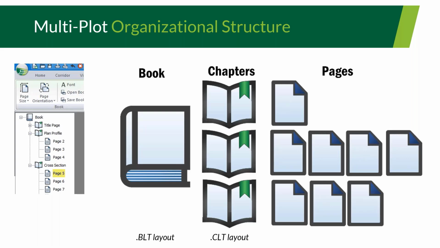And then the chapters each contain pages, and the number of pages is controlled by the pagination settings. We'll take a fair bit of time today to talk about what pagination settings are, but they're essentially a combination of your road or corridor length, the scale, and the method of pagination that you've selected. These different elements, the book as well as the chapter, can be saved as a layout file. These layout files can then be used and applied to different projects. The book layout file is referred to as a BLT, and the chapter layout file is a CLT.